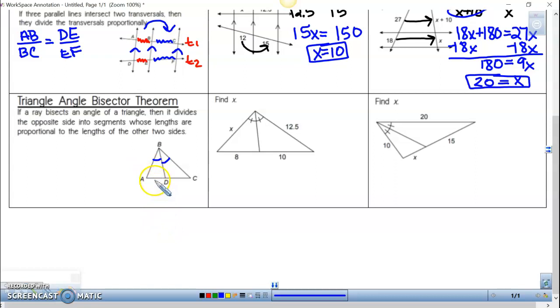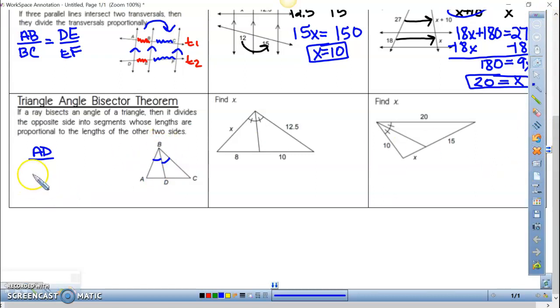All right, so it's saying that AD, this is the opposite side that it is dividing, and this is the length of the other side. So it's saying that AD over AB, so this opposite side and the adjacent side, is going to be proportional to the opposite side and the adjacent side. All right, so let's set that up over here.